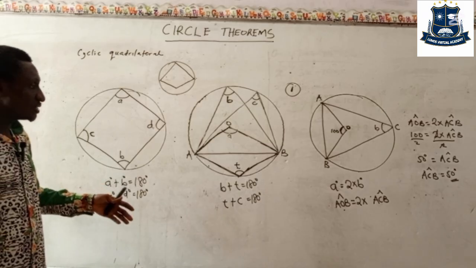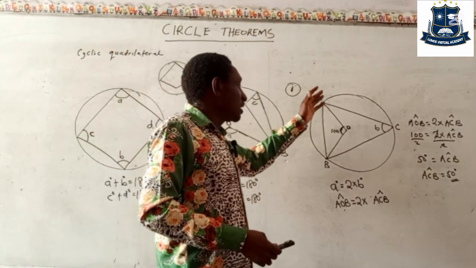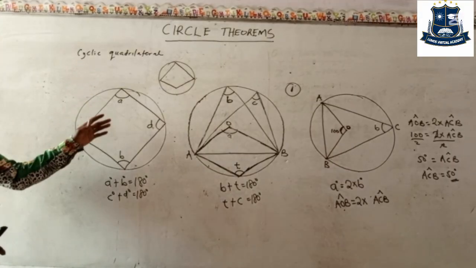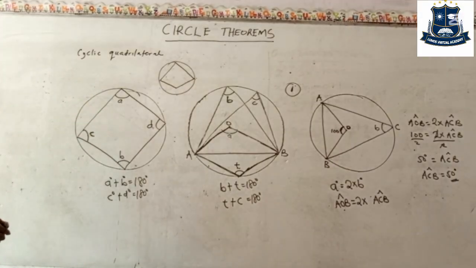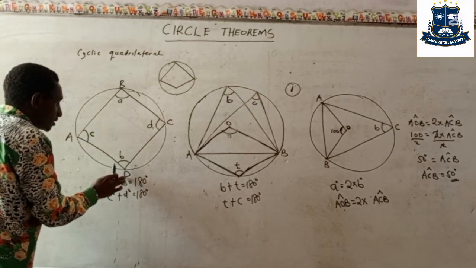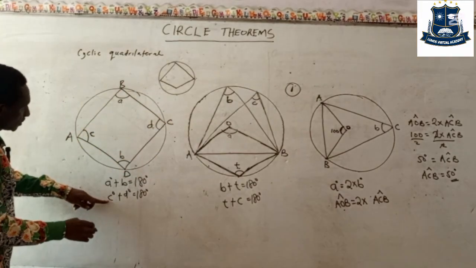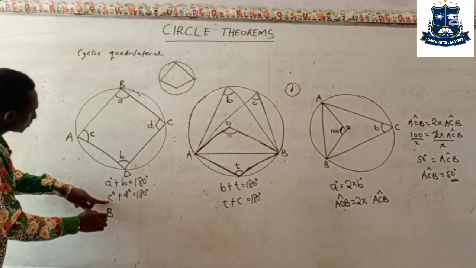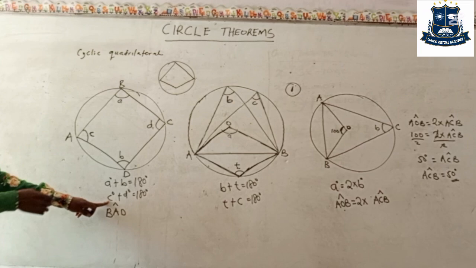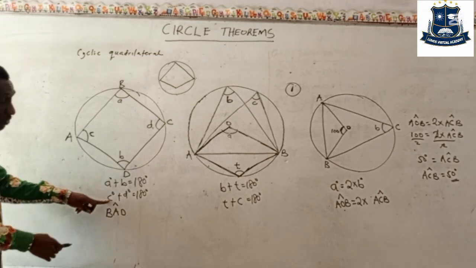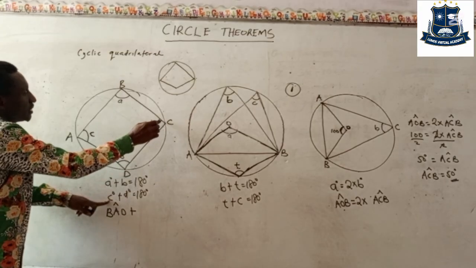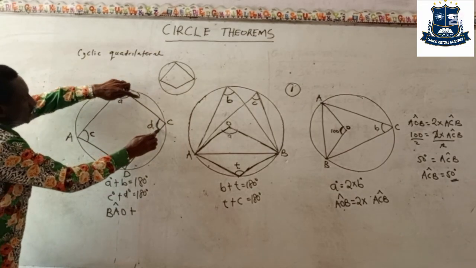So now we have seen two theorems. First is that the angle at the center is twice that of the circumference. And then we have also seen that opposite angles of a cyclic quadrilateral are supplementary. If I call here A, here B, here C, and here D, that will mean my C is angle BAD, plus D, which is BCD.